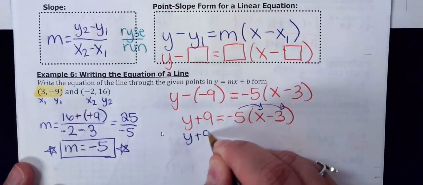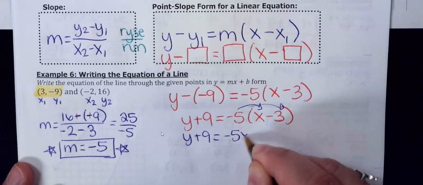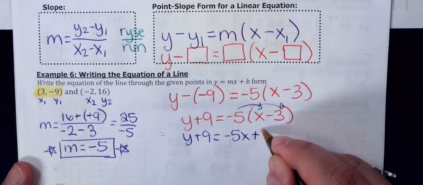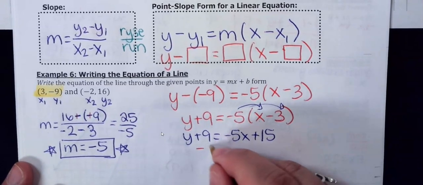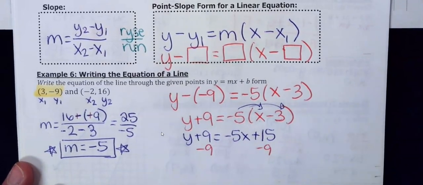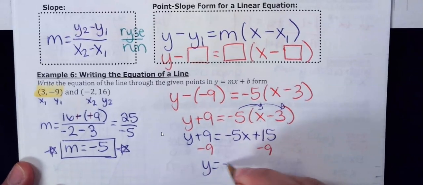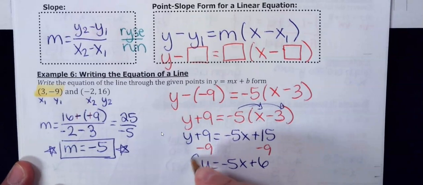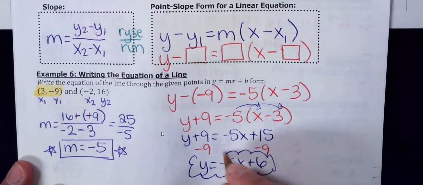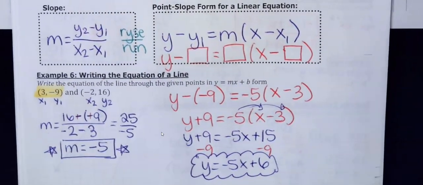So I'm going to have y plus 9 equals negative 5x, and then negative 5 times negative 3 gives you positive 15. And then the only other thing you have to do is subtract 9, and then you've got it in slope-intercept form. So it's negative 5x, 15 minus 9 is going to give you 6. So that would be the equation of the line through those 2 points.